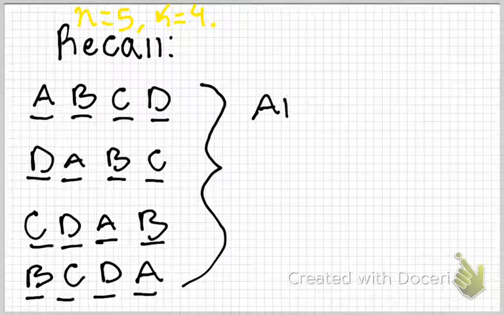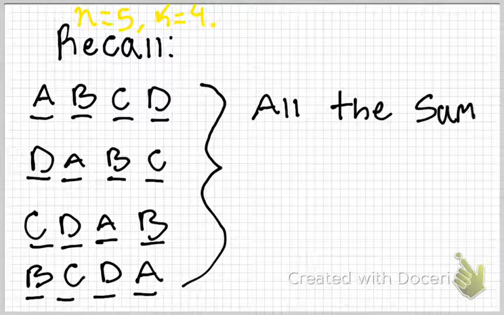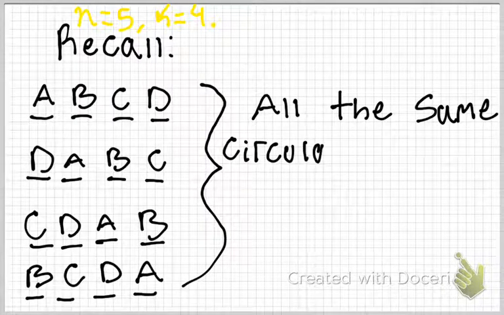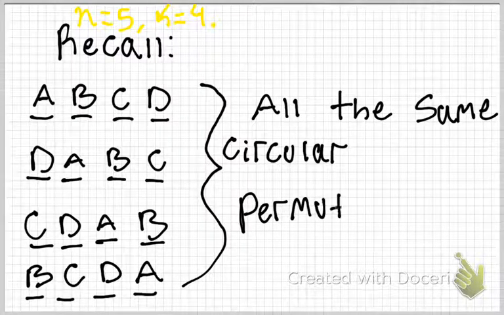N is equal to 5. Here, I'll write that down. N equals 5, K equals 4. Apparently I couldn't do better than that, because that K is still pretty bogus, at least the way that it's written. All right, so N is equal to 5, K is equal to 4. These are all the same circular permutation.